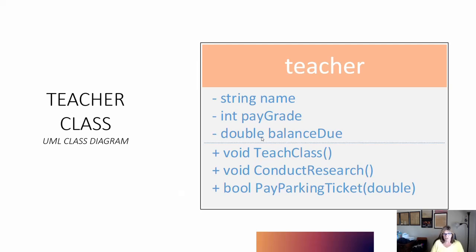Now you're going to notice there are full method signatures. That means return values, the name of the function, along with a comma-separated list of parameters if there are some.